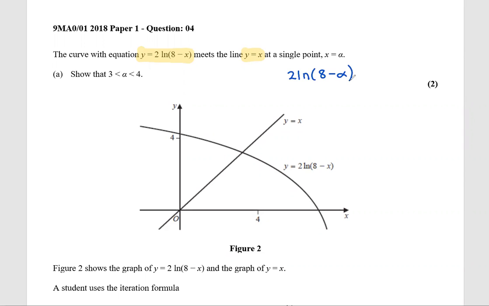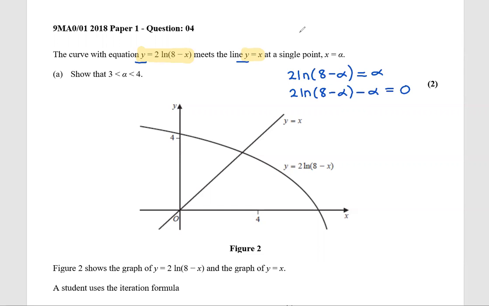Okay, so notice I've replaced x with alpha here, and this would equal alpha, because if we want to solve that equation, we can set both the curve and the line equal to each other because y is the subject in both equations. Now, looking at the equation I've just written down in terms of alpha, I can subtract alpha from both sides. So we're going to get 2ln of 8 subtract alpha, and that's going to give me 0.